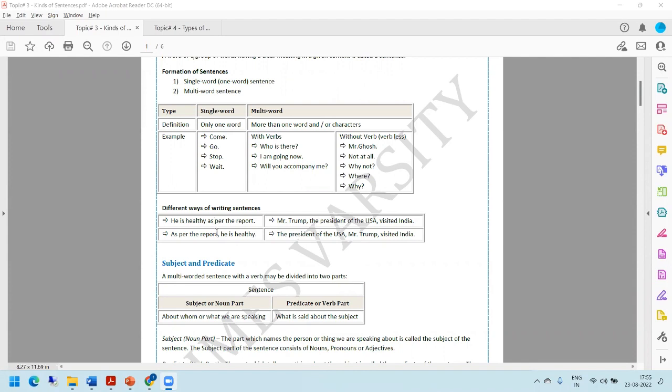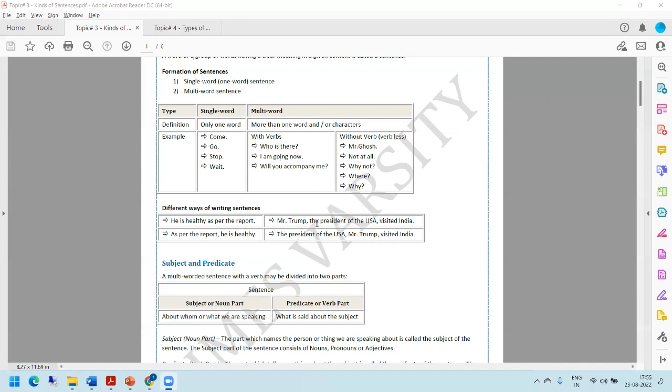Okay, so all these syntax rules we will be discussing. But here, try to understand different types of sentences. If we want to convey a particular message in different ways, how can we convey it? So, as per the report, he is healthy. This is another way of expressing the same message.